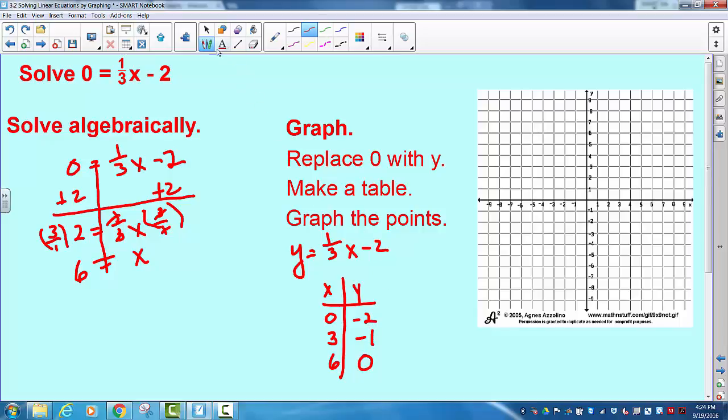So now we can come over here and graph our line. And we've got 0, -2. Here's 0, -2. And then we've got 3, -1, and 6, 0. And then we can draw a line through there, and we've got our graph of our linear equation. And when you look at this, where it crosses the x-axis, the x-intercept is the solution, root, or 0 of this linear equation. And we got 6, the same as we did when we solved it algebraically.